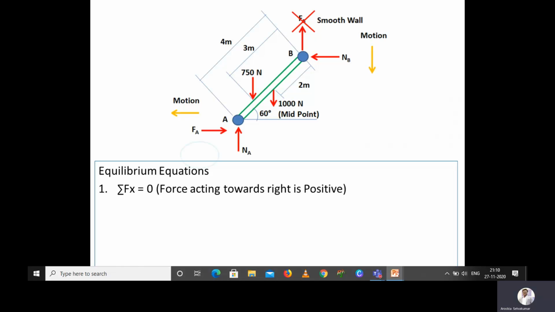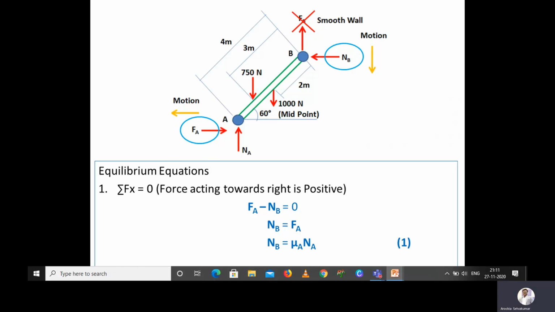From the free body diagram, we can see that the frictional force at A is acting towards right, and the normal reaction at point B is acting towards left. So FA is acting towards right, so it is positive. NB is acting towards left, so it is negative. We can substitute FA minus NB is equal to 0. So NB is equal to FA, and then we can rewrite FA as mu multiplied with normal reaction, where mu is the coefficient of friction and NA is the normal reaction at point A.